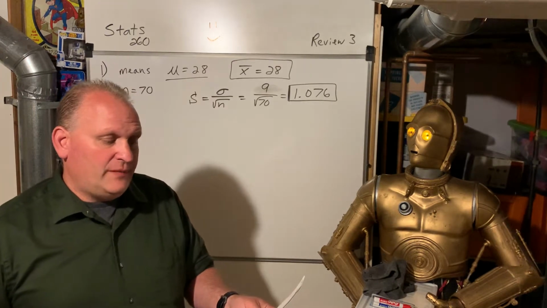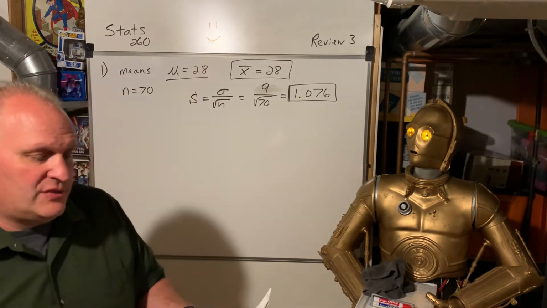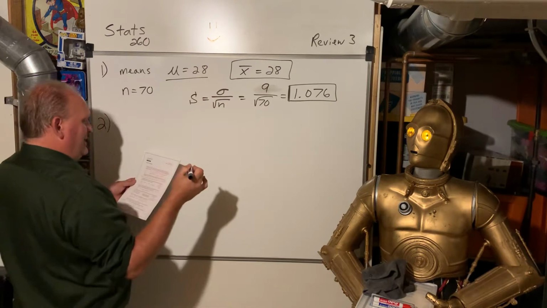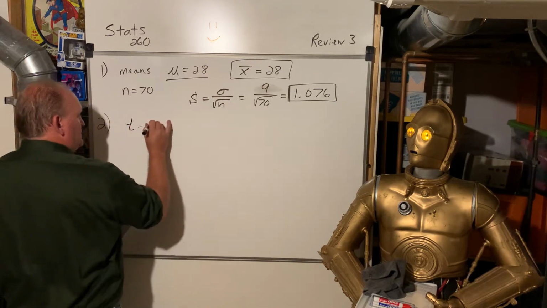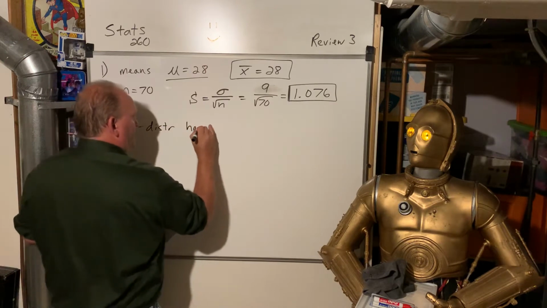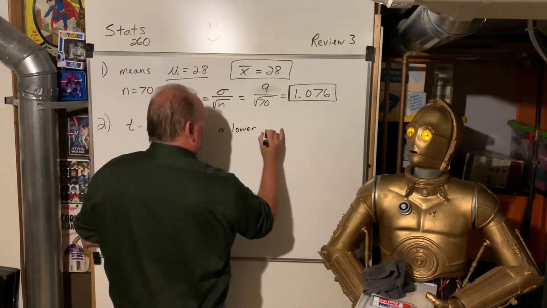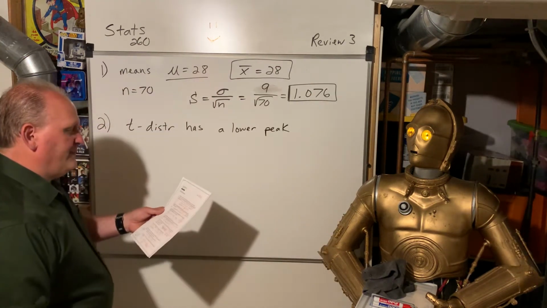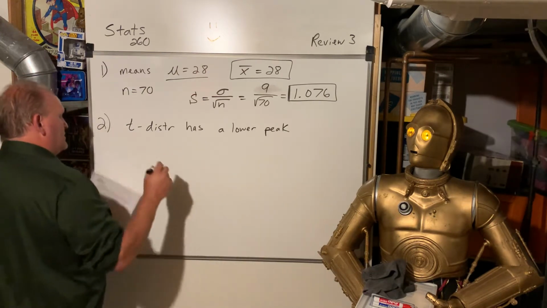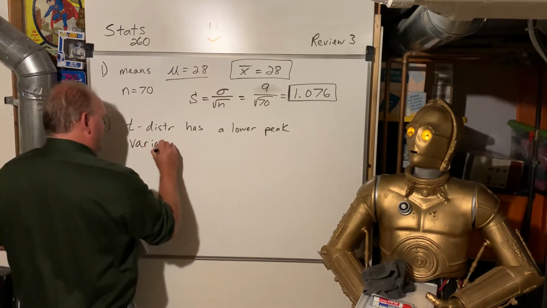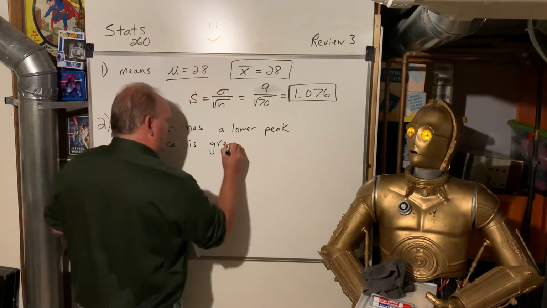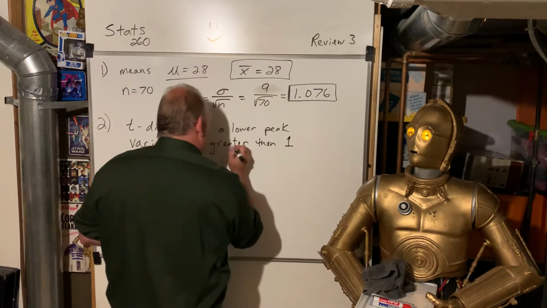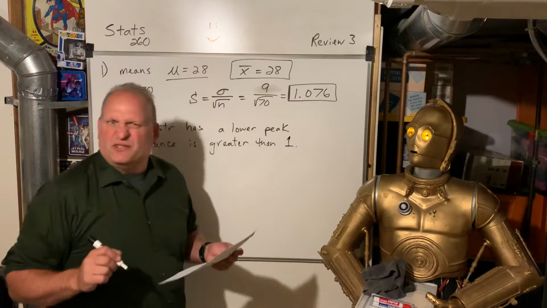Number 2, highlight the two main differences between a standard normal distribution curve and a t-distribution. It's got a lower peak. The t-distribution has a lower peak. So it's a little flattened down. It's like you squish down the curve a little bit. And it has a variance that's greater than 1. And the reason that the t-distribution was developed was actually for smaller sample sizes.